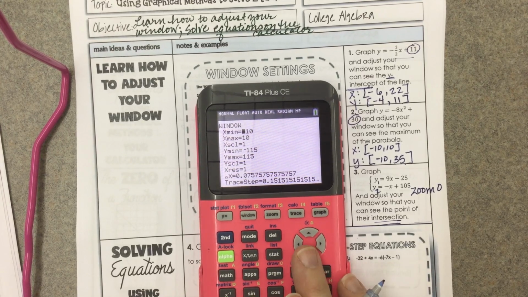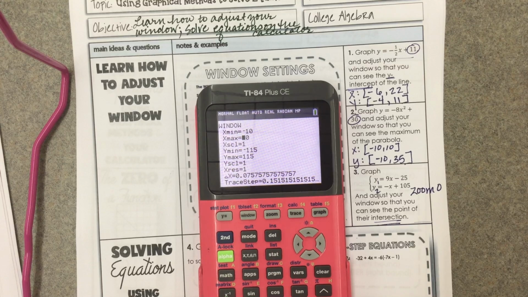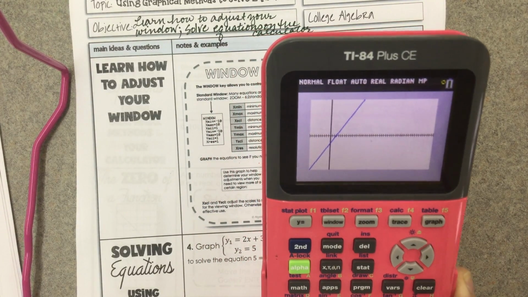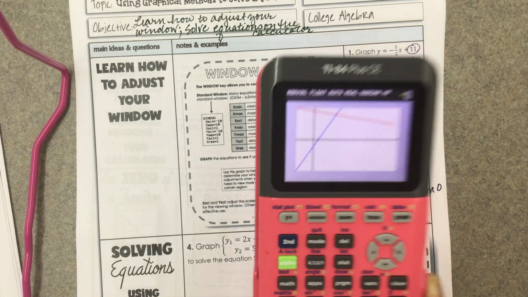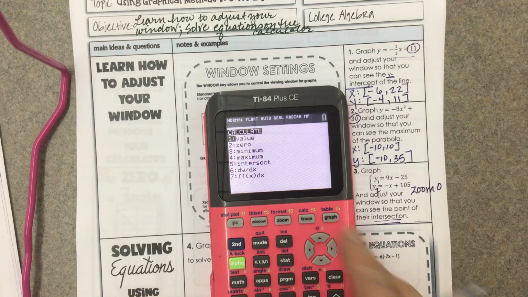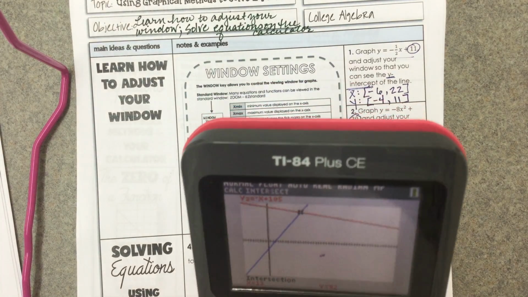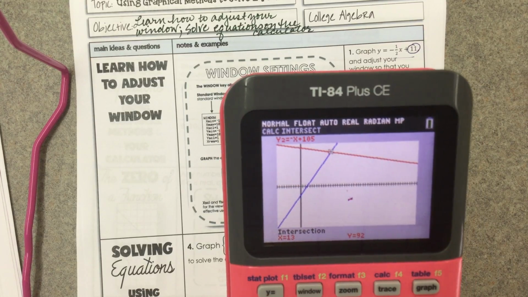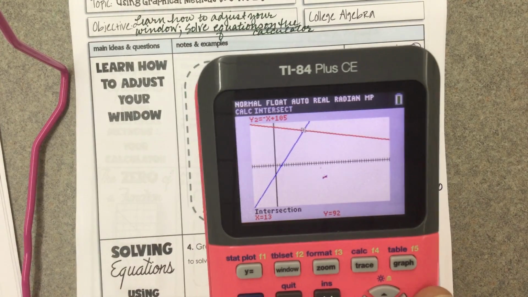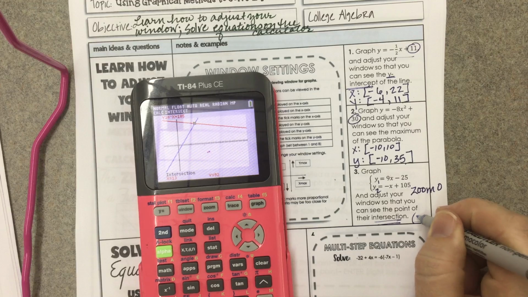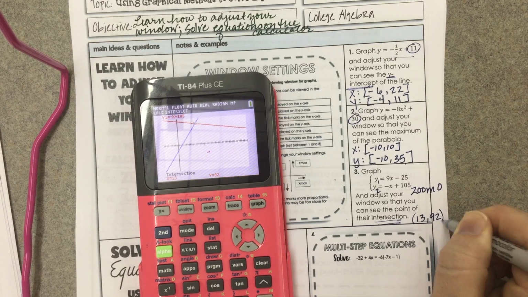x. Let's let my x max be 50, because I needed to extend further in that direction. That might be too far, but I can still see the graph. So second calc, intersect, enter, enter, enter, shows that my intersection is at 13, 92. So the point of intersection is 13, 92.